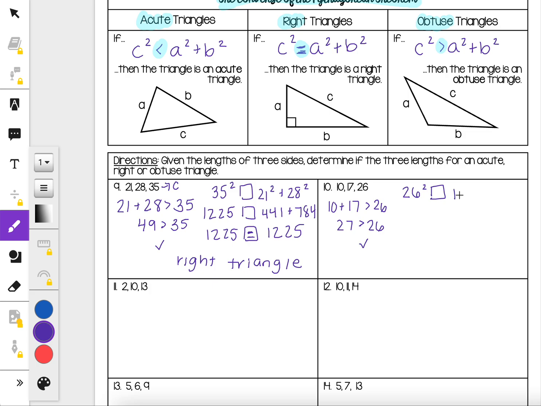So 26 squared is going to have some relationship to 10 squared plus 17 squared. So 676 has some relationship with 100 plus 289. So once I simplify that right-hand side, I have 389. 676 is going to be greater than 389. So because my c squared is greater than a squared plus b squared, this is an obtuse triangle. Okay?